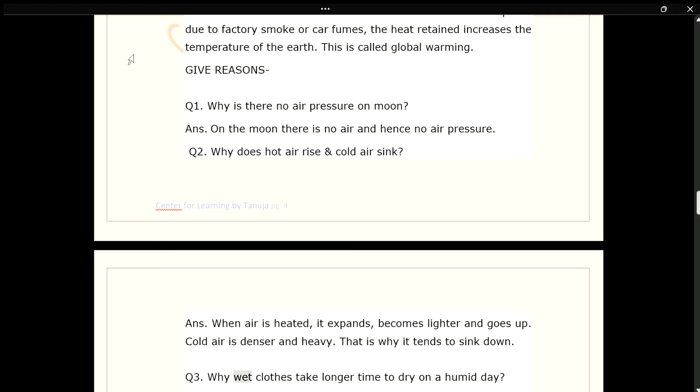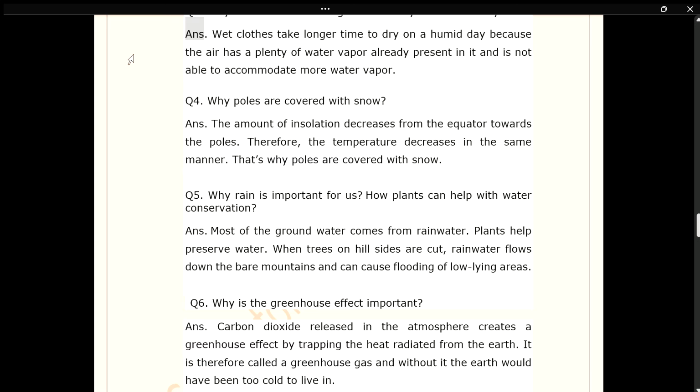Q3. Why do wet clothes take longer to dry on a humid day? Ans. Wet clothes take longer to dry on a humid day because the air has plenty of water vapor already present in it and is not able to accommodate more water vapor. Q4. Why are poles covered with snow? Ans. The amount of insolation decreases from the equator towards the poles. Therefore, the temperature decreases in the same manner. That's why poles are covered with snow.